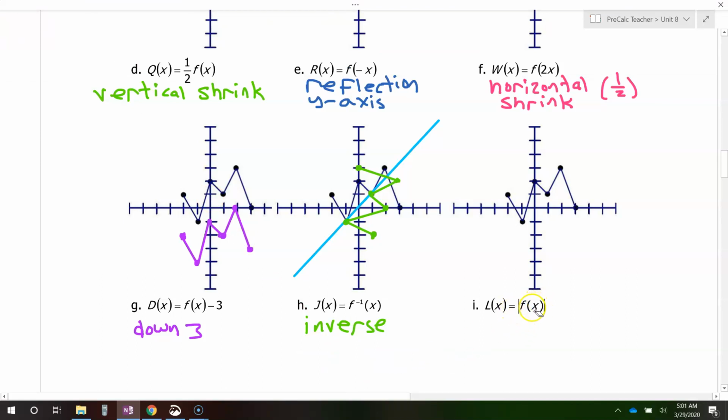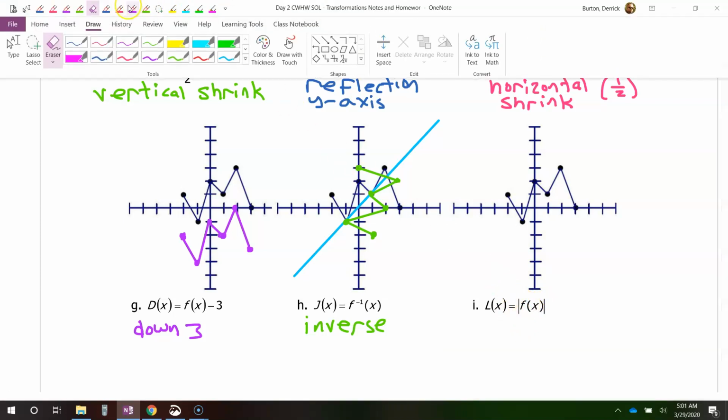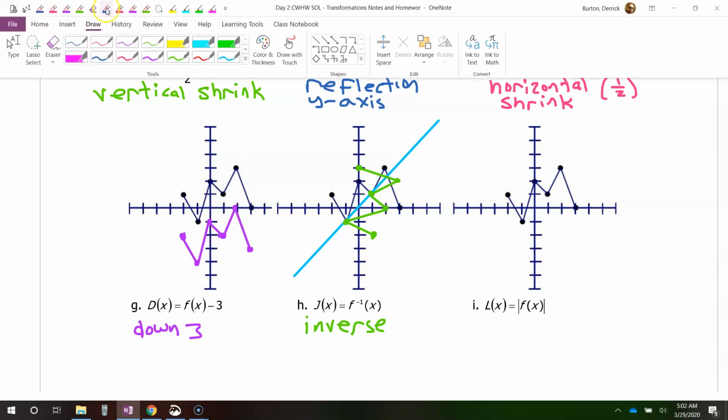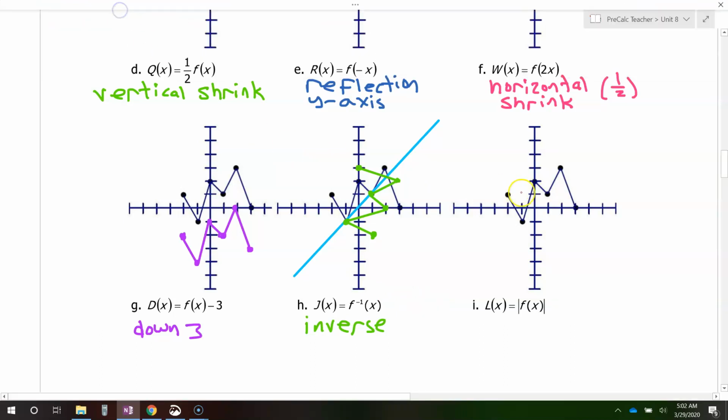Ooh, absolute value. Okay, so we're about to do absolute value now. This is going to be interesting. I think I better do this in red so I have a little bit more contrast. So this is absolute value.